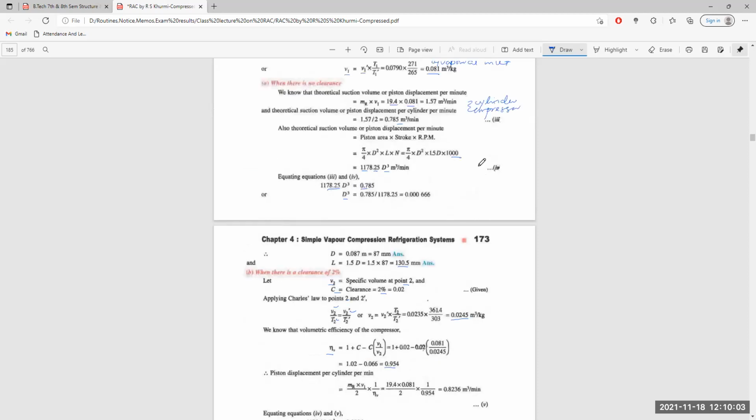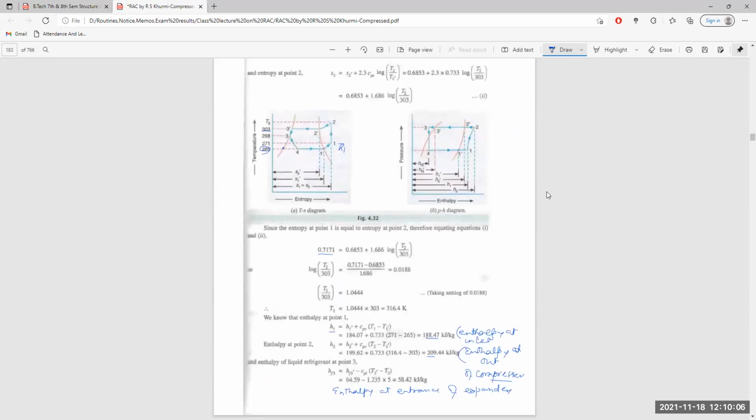Yes sir. What we are doing here? We are applying Charles law here. Why? Because we know the specific volume of the refrigerant here, but we don't know the specific volume of the refrigerant at entrance and that at exit. We are applying Charles law between this for vapor and this for liquid, so we get V1 and V2. V1 is the specific volume at entrance and V2 is the specific volume at exit.